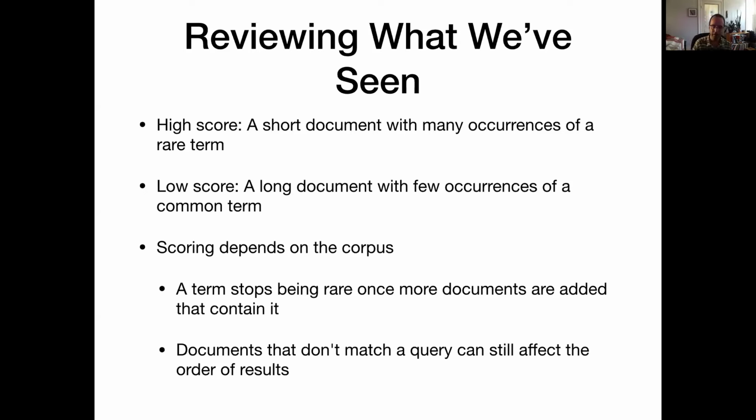And it's important to note that scoring depends on the contents of the index. So it's not specific to the documents only, it's specific to the corpus. A term that starts out rare might stop being rare once you index more documents that contain that term. And so it's important to be aware that documents that don't match a query can still affect the order of the results of that query, because those non-matching documents still contribute to term statistics.